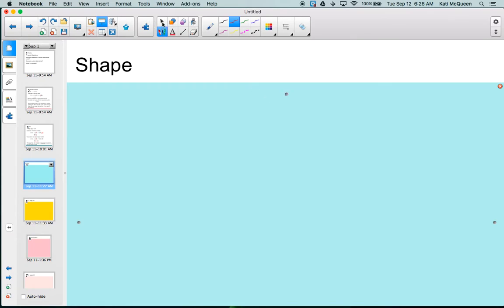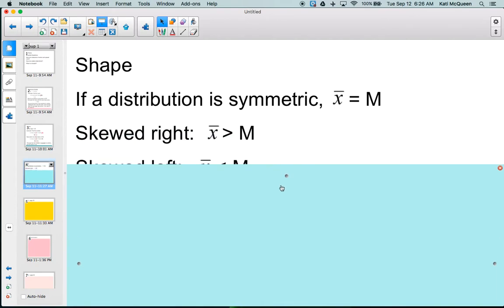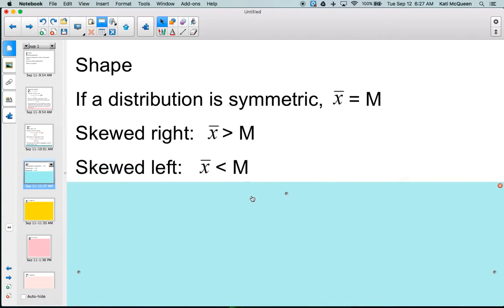Okay, so next thing we're looking at, we looked at shape a little bit yesterday. We want to see how shape affects the mean and the median. So if a distribution is symmetric, we say that the mean and the median are equal to each other. All right. If my distribution is skewed to the right, my mean is going to be greater than my median. If the distribution is skewed left, we say the mean is less than the median.